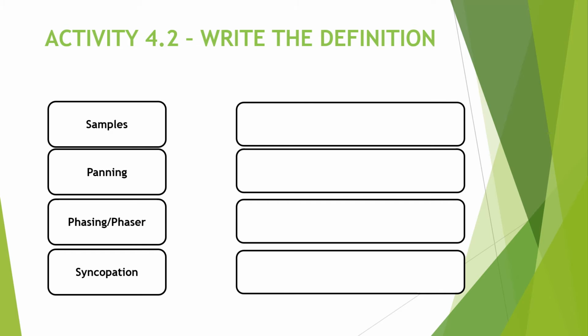Activity 4.2, write the definition. For this activity, I would like you to use the keywords and write the definitions for them. All of the information that you need is at the beginning of your booklet. If you get really stuck, put a star next to the definition that you are struggling with, and I will come back to it during our next session to help you with it. Please pause the video now.